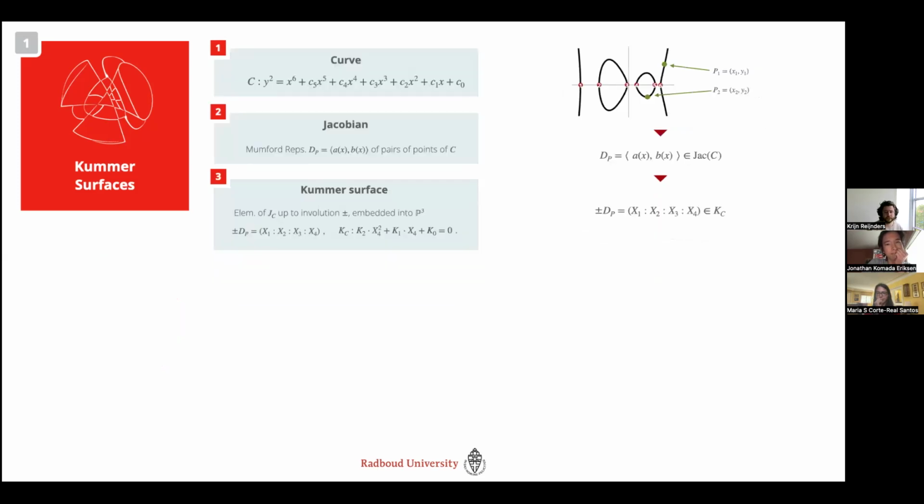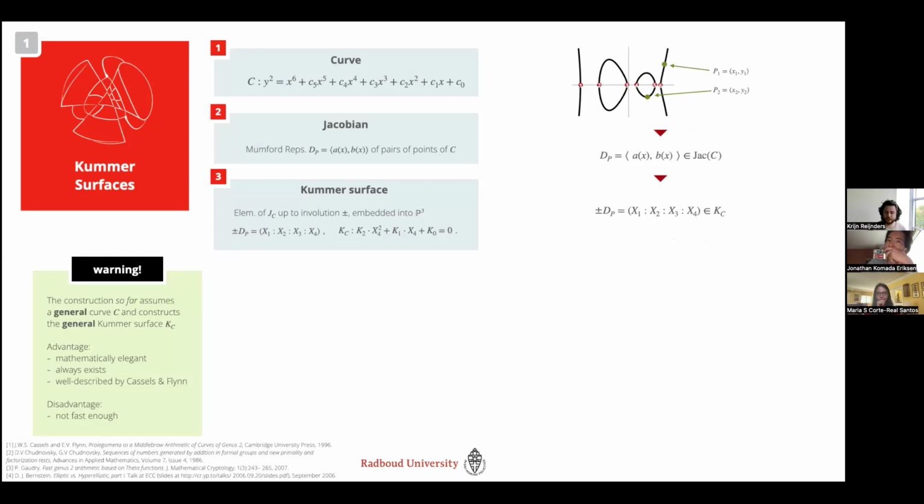Okay, so now we have this curve, we have the Jacobian, and we have the Kummer surface, and we know how to go from the curve to the Jacobian by selecting 2 points or so. We also know how to go from the Jacobian to the Kummer surface. Now, there's a bit of a warning here, because the construction so far assumes a general curve, and it constructs the general Kummer surface. And this general Kummer surface is mathematically, I think, quite elegant, and it always exists for any curve that you will pick. And it's really well described by the Cassels and Flynn book, the Prolegomena, which is in the bottom left corner in the citations if you need it. They really do a very splendid job of explaining a lot of these mathematical facts and how to work with it. But the disadvantage is it's still not fast enough. Even though it's a Kummer surface, it's not fast enough for what we're going to try to do.